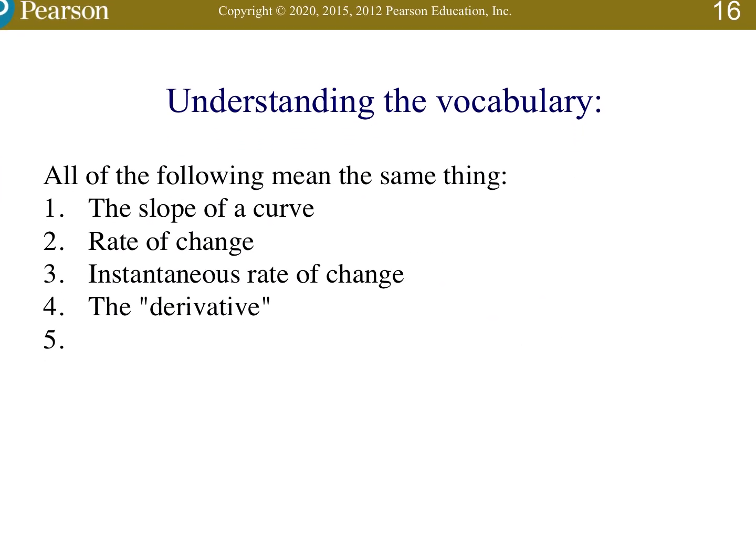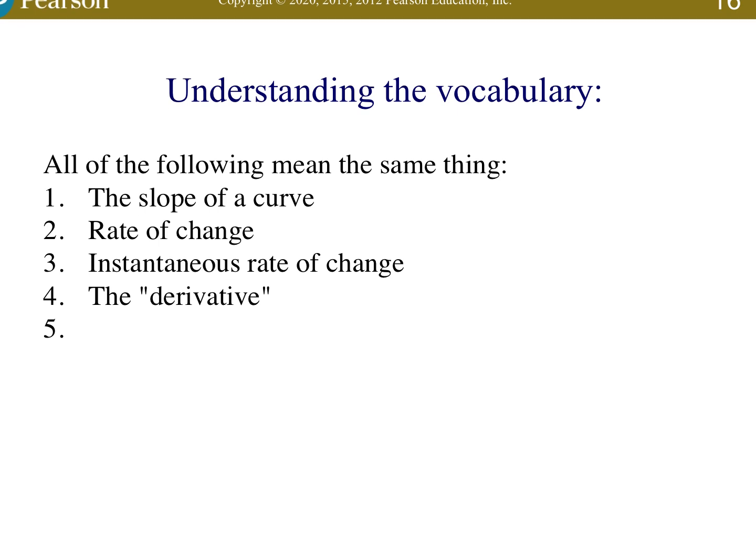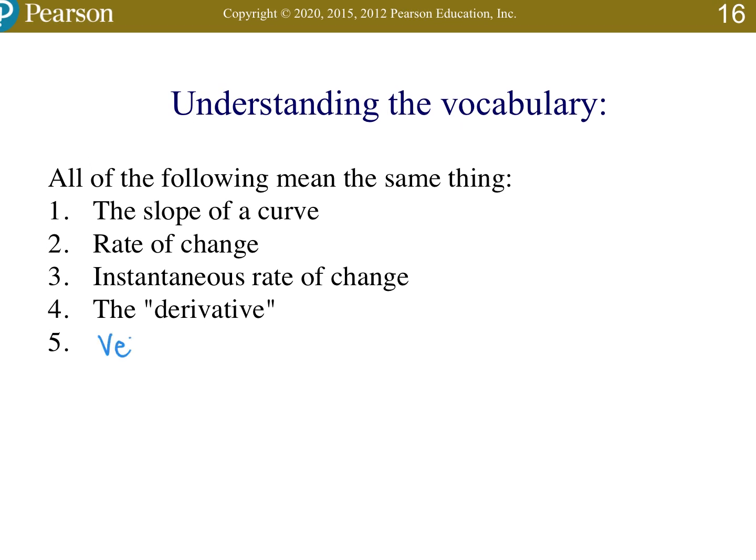Okay, so now our vocab. We've got the slope of the curve, we've got the rate of change, we have the word instantaneous, we have the word derivative, and now we're going to introduce the idea of velocity. And velocity is also synonymous to all of those other things. The velocity can be determined by the slope of the curve. The velocity is the same thing as the instantaneous rate of change. Velocity can be found by calculating the derivative.